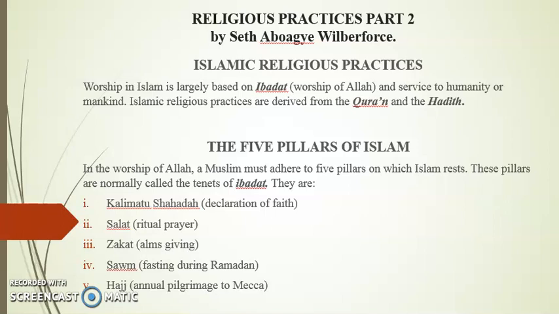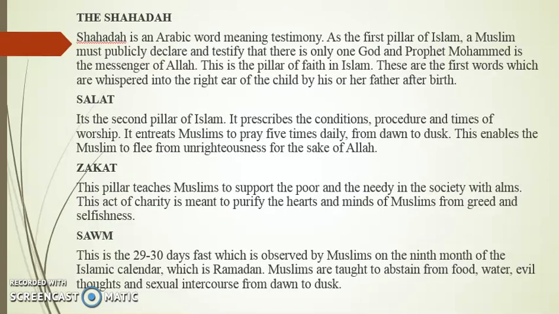So the first one is the Kalima to Shahada, which is the declaration of faith in Islam. Then we have the Salat, that's a ritual prayer. We have the Zakat, which is the almsgiving. We have the Siyam, which is fasting during Ramadan. We have Hajj, which is an annual pilgrimage to Mecca. Let's proceed to the second slide. And here we will see the explanations of the five pillars of Islam.